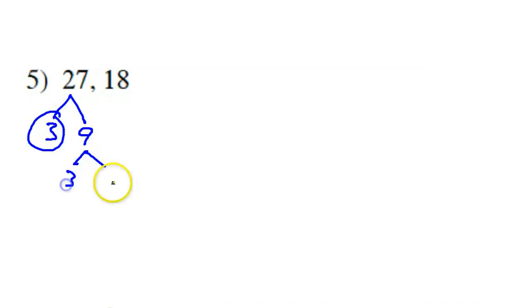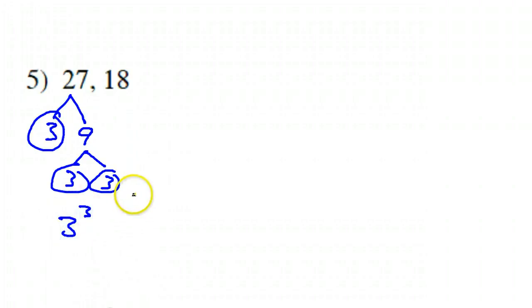Now looking at 27, it's not easy for me to do the multiples of 27 in my head. Let's go ahead and practice doing the prime factorization using the 27 and the 18. The prime factorization of 27: 27 is 3 times 9, that's prime, and then 9 is 3 times 3. So the prime factorization of 27 is 3 to the third power.